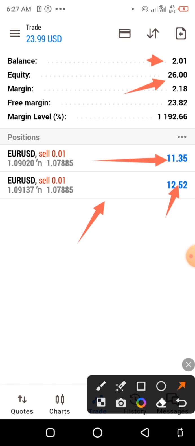And the account has been in a massive profit. Like it has been a massive profit from $2 to 26 US dollars. So guys, this is how powerful and how simple the strategy is.